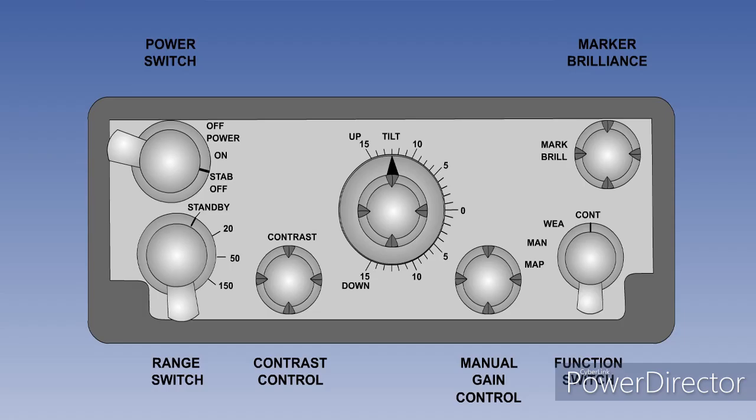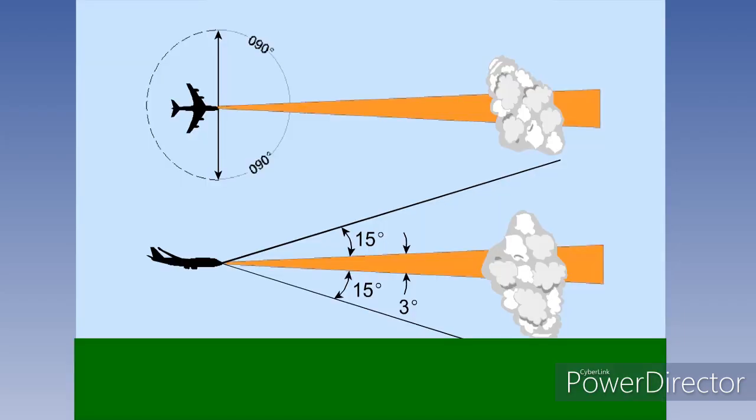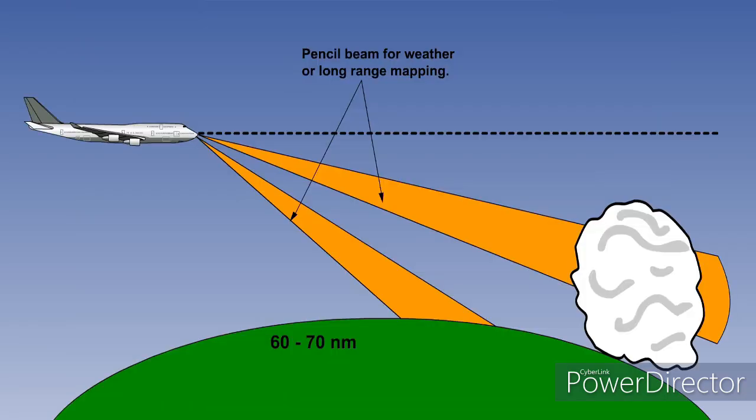When you are clear of hazards, but still on the ground, the maximum up tilt and the pencil beam should be selected. Once airborne, for weather detection, the tilt angle is raised to avoid ground returns. Due to the curvature of the Earth, the tilt should be higher when the selected range increases or when the aircraft descends to a lower altitude.